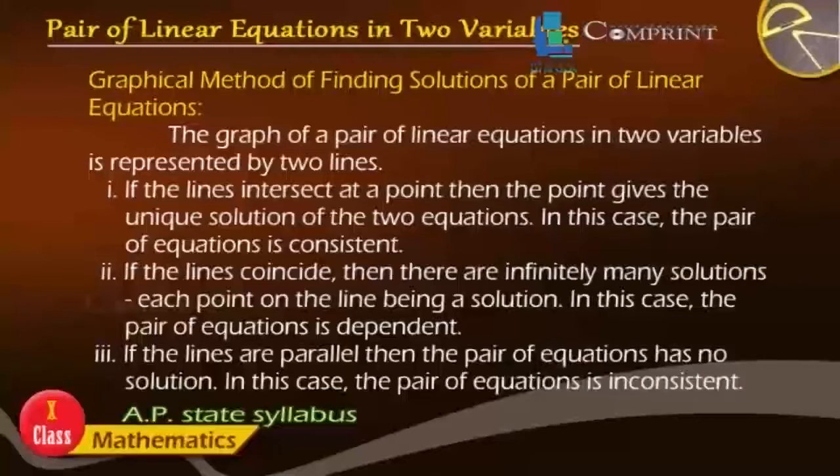2. If the lines coincide, then there are infinitely many solutions, each point on the line being a solution. In this case, the pair of equations is dependent. 3. If the lines are parallel, then the pair of equations has no solution. In this case, the pair of equations is inconsistent.